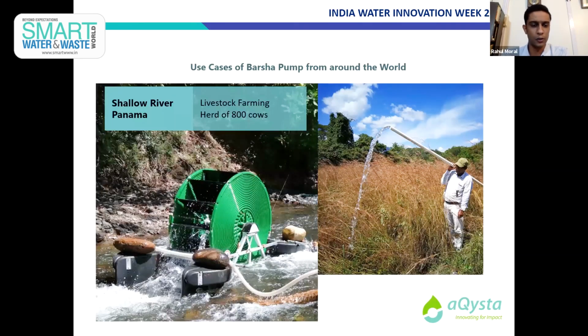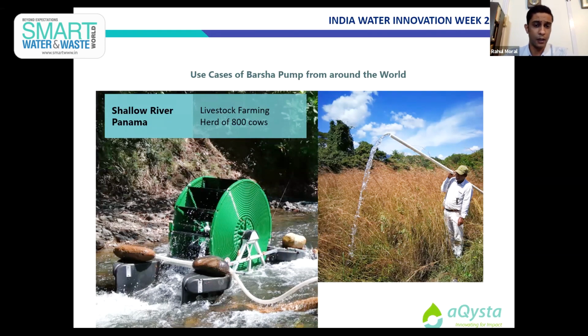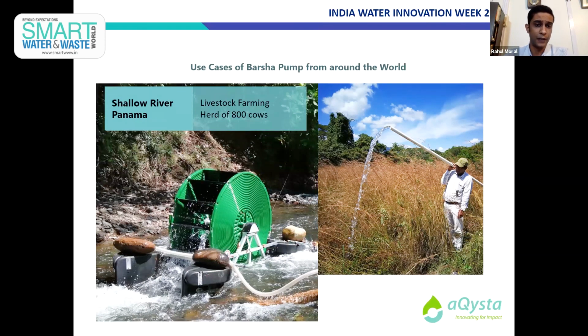Just a couple more slides, I'm almost done. So this is the last slide. This is from a shallow river in Panama. Again, like I said earlier, it's being used for livestock farming in a very dry area. The livestock needs to travel quite a distance to get to their grazing grounds, and that is not very helpful for the farmers. So they've used the Bursa pump here, in a very shallow river.